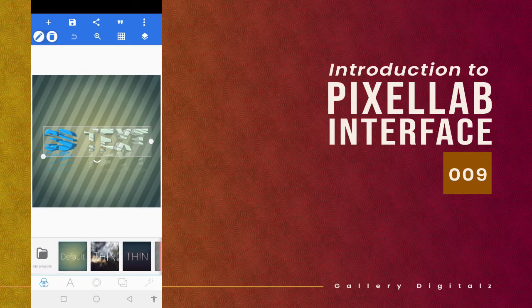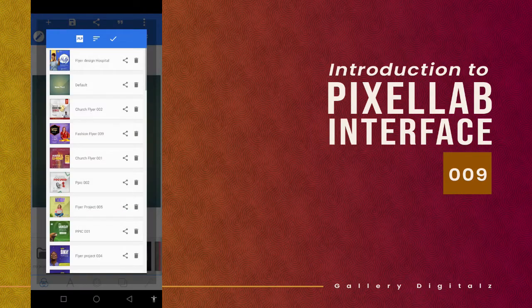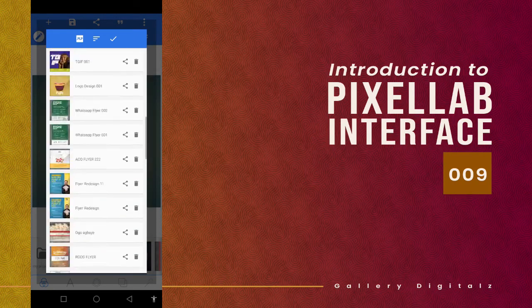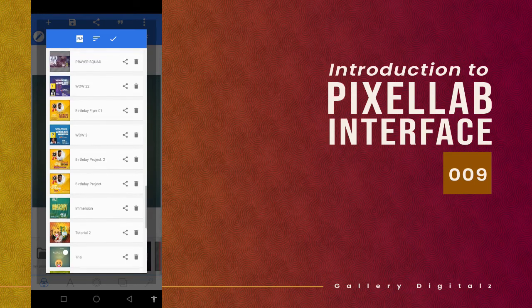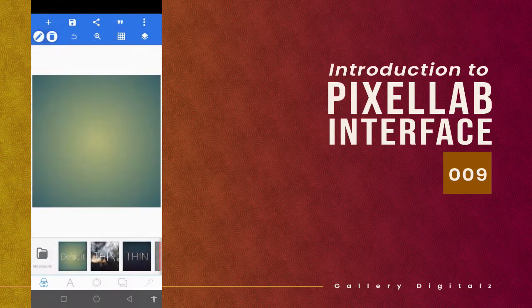Now another one I want you to see is the last button by the left. So you see My Projects. Every project you have worked on and saved will be in this place. You have everything here, so you can select any one of them, like this one.